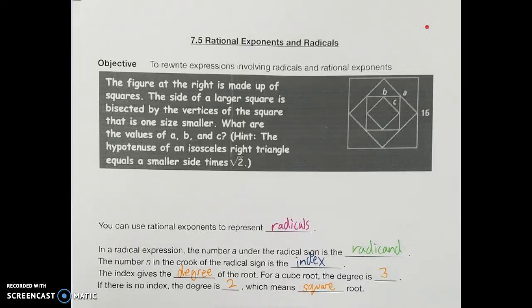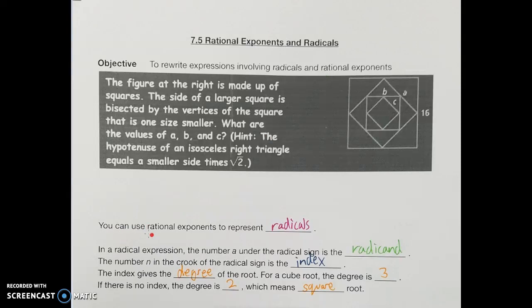We've already seen examples of both rational exponents and radicals, but in this section 7.5 we're going to learn some rules that we can use to link those together. So we're going to rewrite expressions that involve radicals and that involve rational exponents. See if we can go back and forth from one to the other.